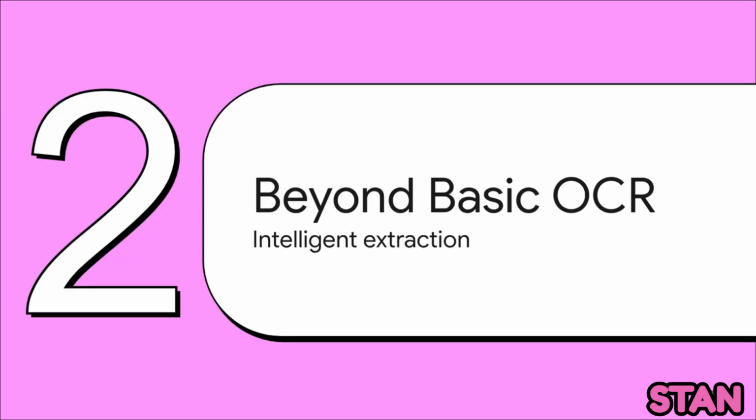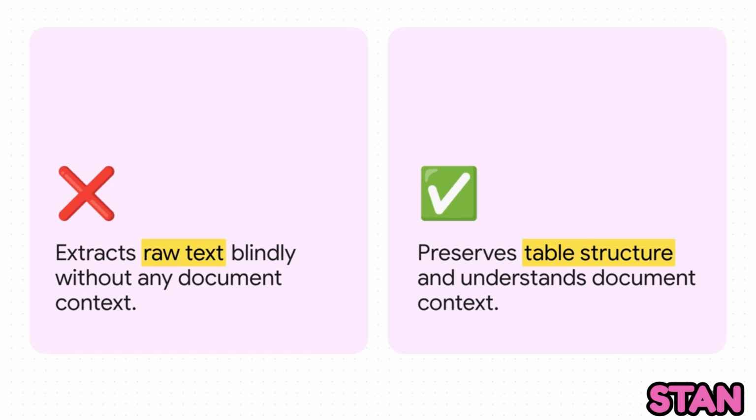Moving on to Section 2, Beyond Basic OCR, Why Textract is Intelligent. Let's be honest, traditional OCR just blindly extracts raw text. When dealing with complex financial reports, that often results in a massive, unreadable word salad. But Textract intelligently maps relationships. For example, if a form says employee name Stanley, Textract doesn't just read those words. It creates a structured relationship linking the key employee name directly to the value Stanley.